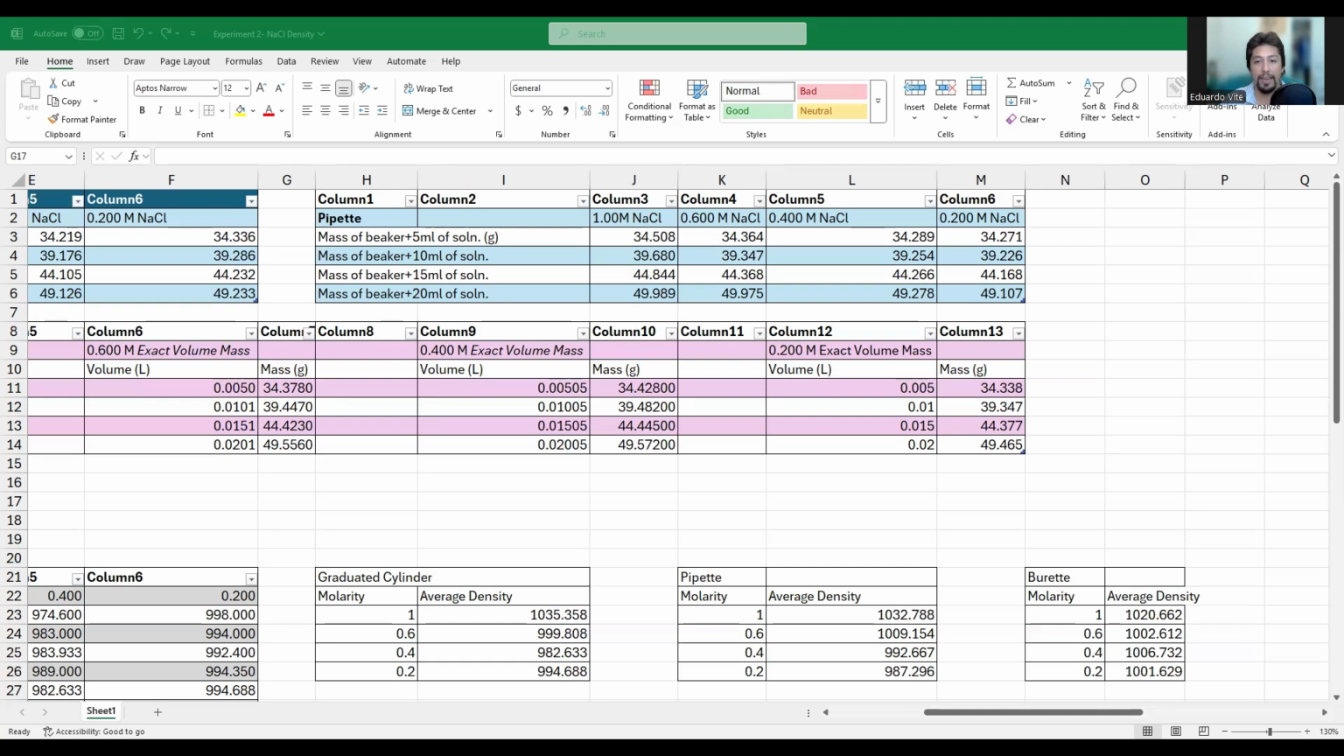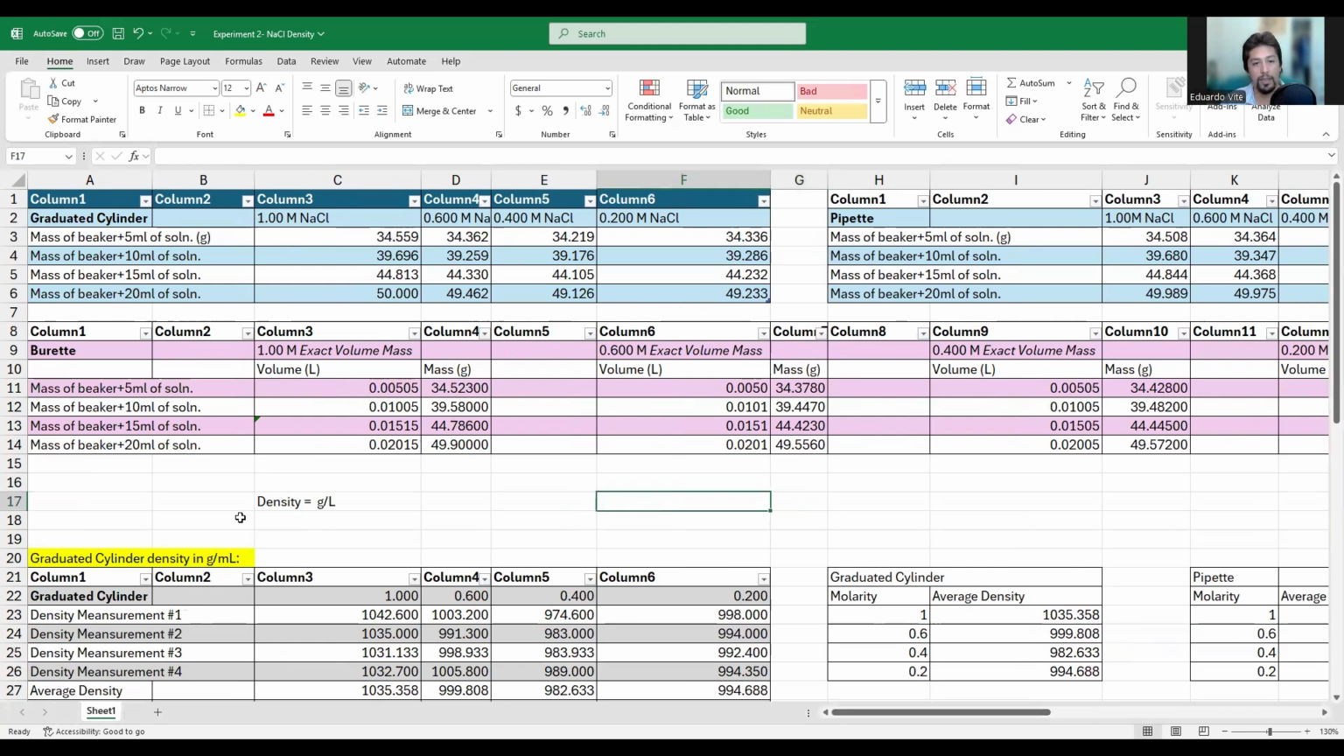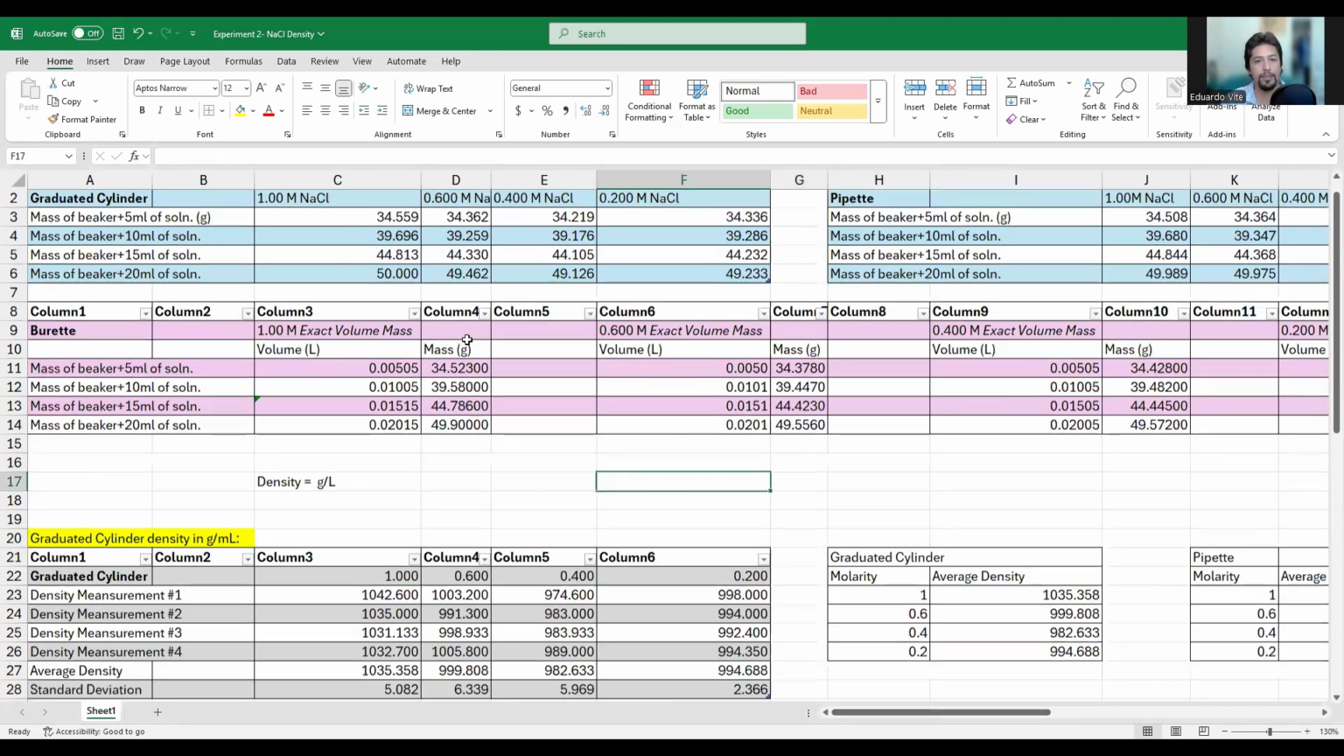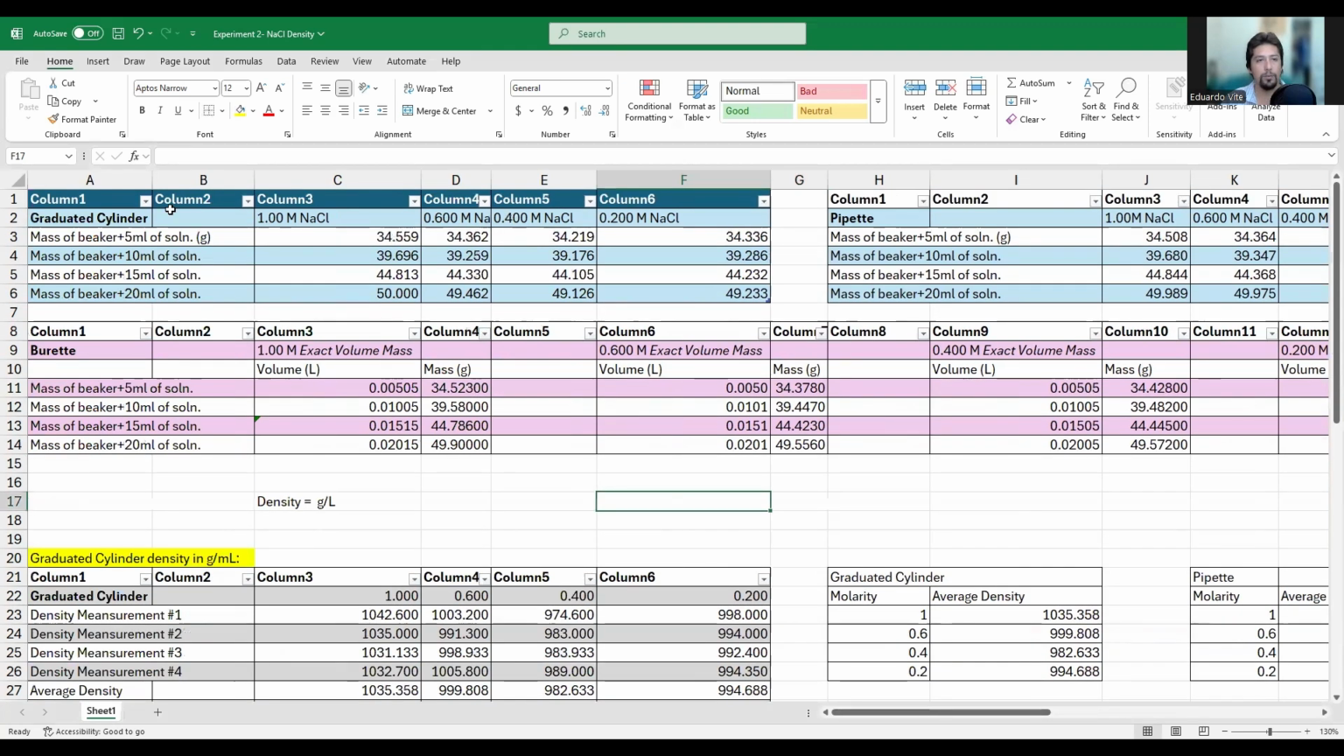Let's go ahead and get to the actual Excel. This was sent to me by one of your colleagues, your classmates, and this is just one example of doing it. You don't have to do colors like this. You can if you'd like. You don't have to do columns. All I want is this right here.